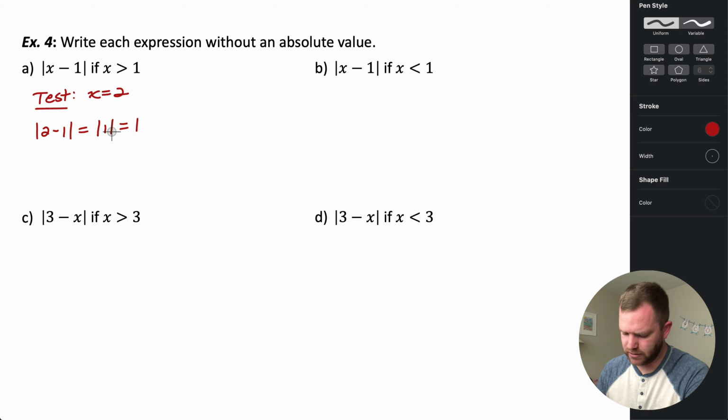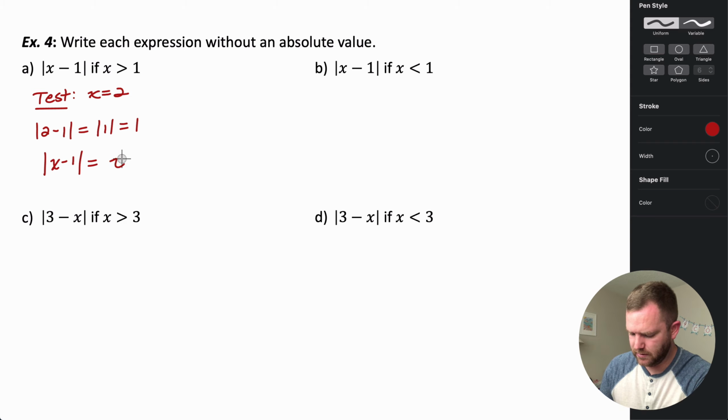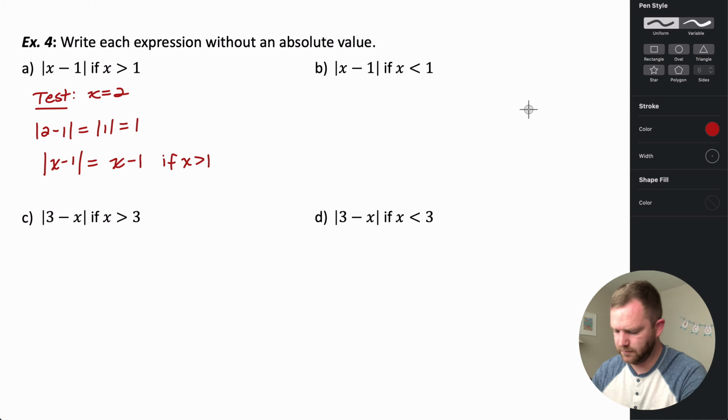So in this situation, that's telling me that for x values greater than 1, the absolute value of x minus 1 is just going to be exactly the same thing as we have in our argument. So it's giving us the same value.